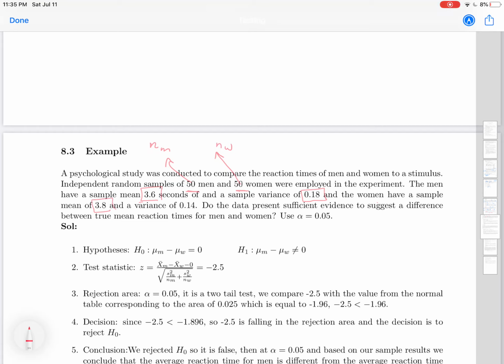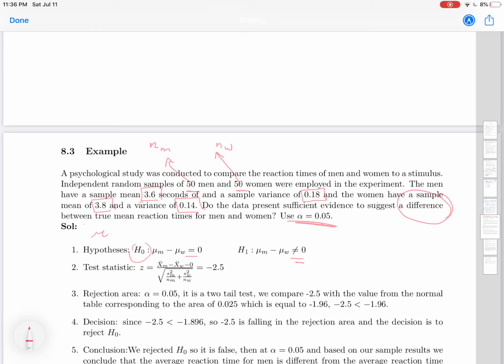The men have a sample mean of 3.6. So this is X bar M, sample variance of 0.18. So do we need to think about using the t-table? No, because the sample sizes are already bigger than 30. And the women have a sample mean of 3.8 and a variance of 0.14.